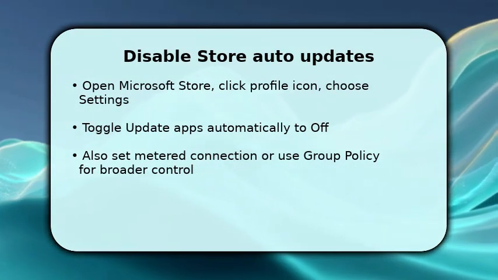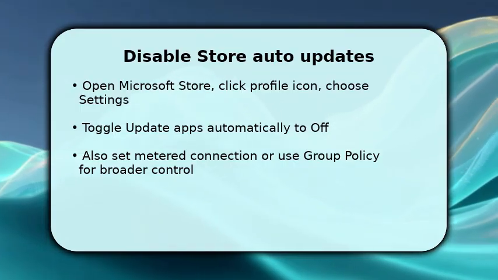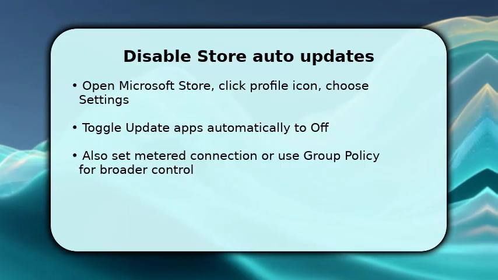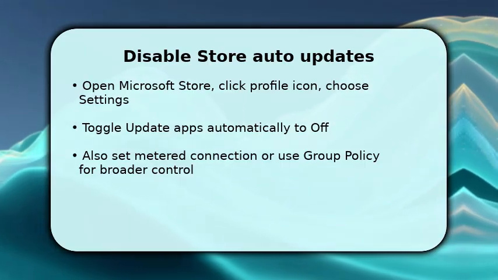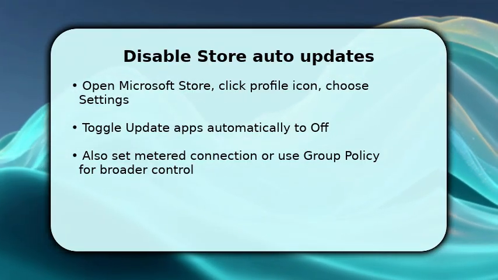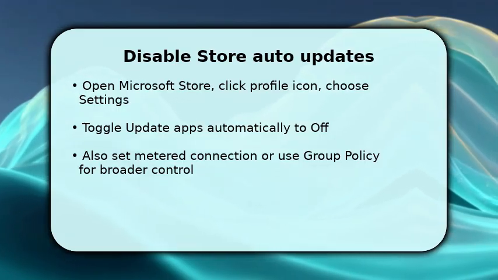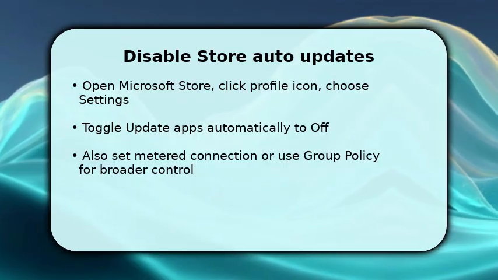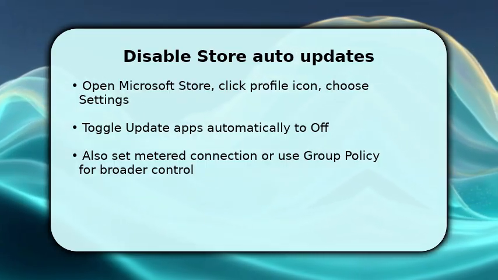Open the Store, click your profile, choose Settings, and toggle Update apps automatically to off. That stops store-managed apps. For more control, set your Wi-Fi as a metered connection in Network and Internet. Windows treats metered networks as limited and won't auto-download large updates.